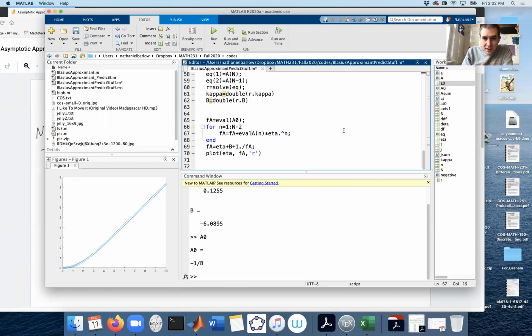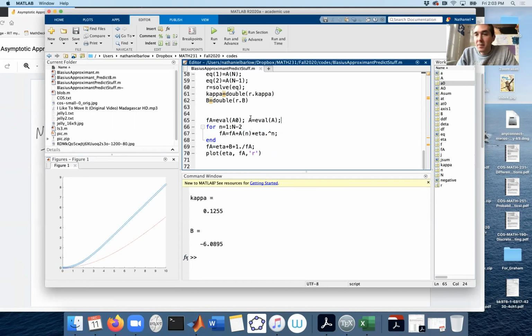Maybe we don't have to do it each time, right? So maybe we could instead just say a equals eval a. Let's see if that does anything. Whew. It's not the best, right? Okay, so that's for n equals 5, capital N equals 5.